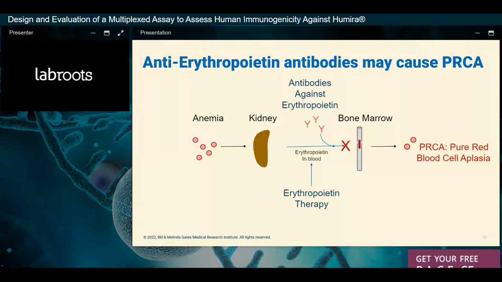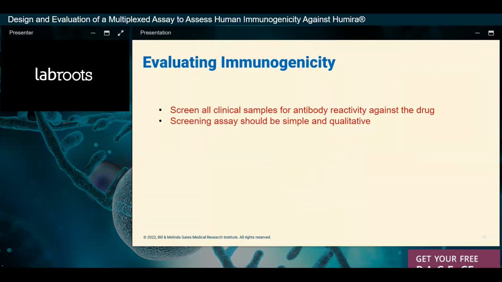These patients went from having low red blood cells to almost no red blood cells, and that was referred to as pure red blood cell aplasia. And this is a life-threatening event. So it was realized early on by the regulatory agencies that these anti-drug antibodies can have severe consequences. So it's definitely something that we have to be measuring.